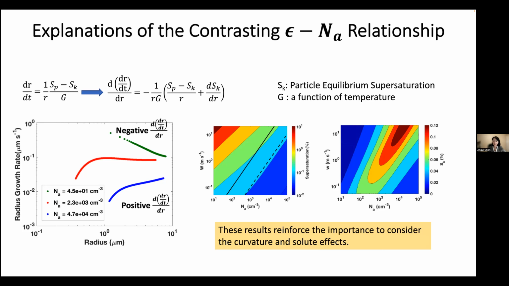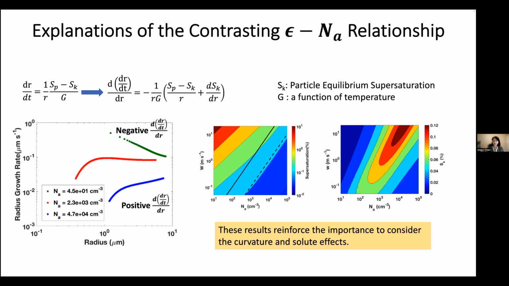We have the same vertical velocity for the three lines, but the aerosol number concentration is different. The green line corresponds to the aerosol limited regime with small NA, the red line corresponds to the transitional regime, while the blue line corresponds to the updraft limited regime. So we can see in the aerosol limited regime, a larger droplet has a smaller growth rate, and in the updraft limited regime, we see the opposite trend of the lines. The reason for the different signs of this derivative is explained by the right two figures.